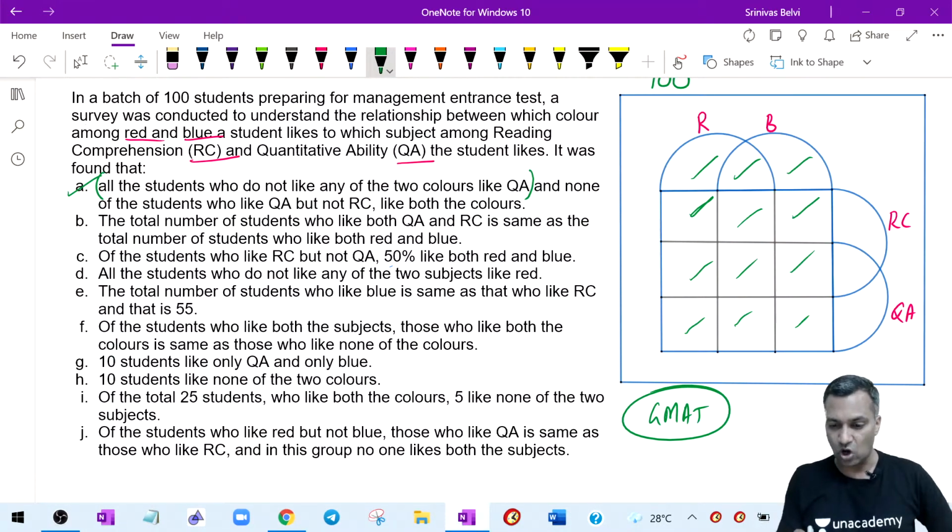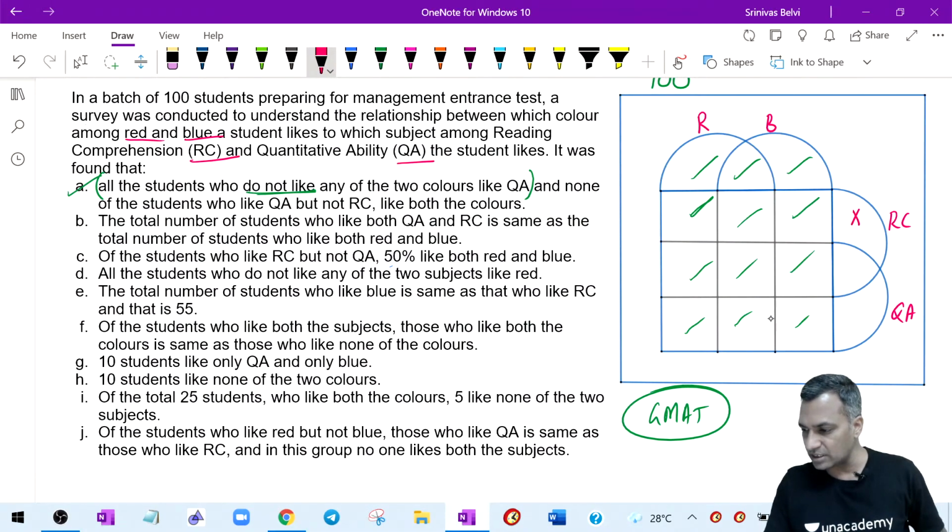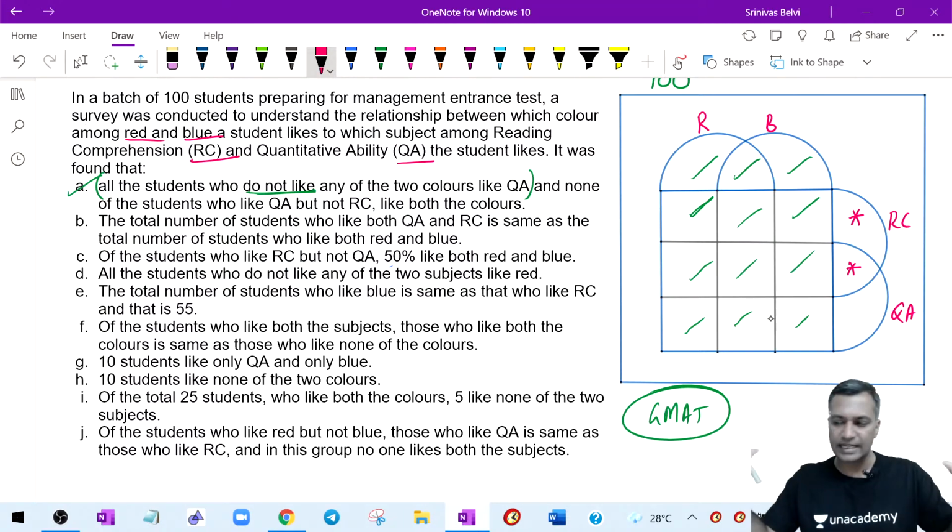Now, where are the students who do not like? They're here. I'm putting the stars. These are the set of students who do not like any color.